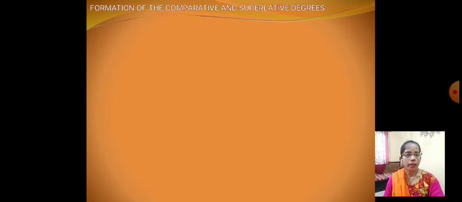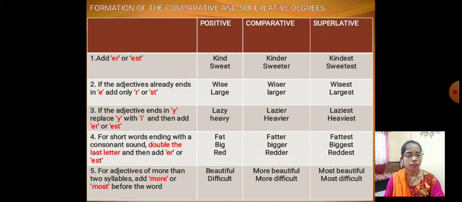Formation of the comparative and superlative degrees. See the chart. When we have to convert the positive degree into comparative and superlative, some rules we have to follow. First one, add er or est. For kind, kinder, it means er we use for the comparative degree and est for the superlative degree. Kind, kinder, kindest. Sweet, sweeter, sweetest.